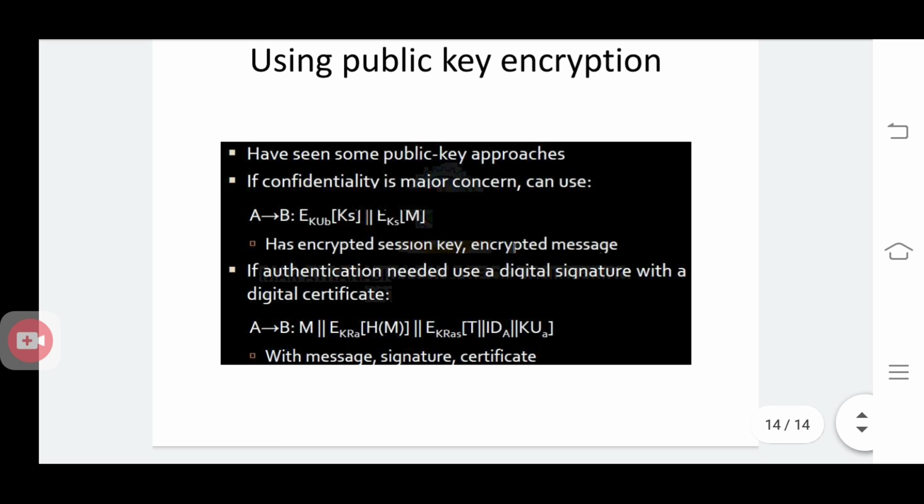So these are all about authentication protocols for achieving mutual authentication and for achieving one-way authentication. Okay, thank you.